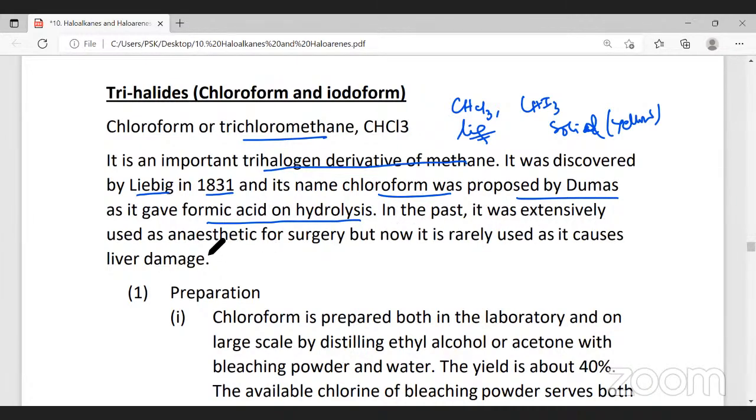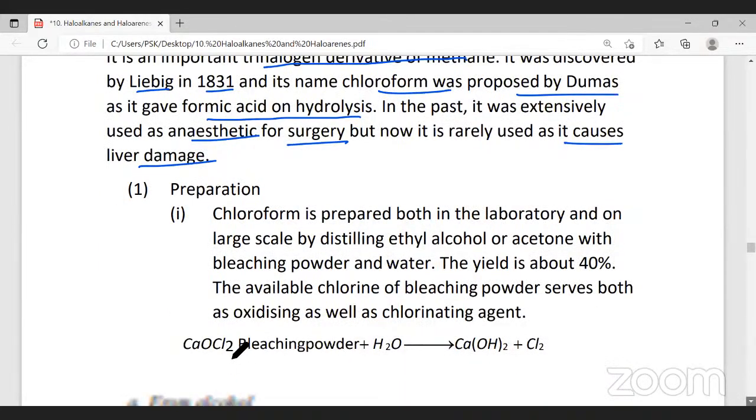In the past, it was extensively used as an anesthetic for surgery. In the beginning of the science, chloroform was used as an anesthetic for surgery, but now it is rarely used because it causes liver damage. Since it causes liver damage, chloroform is rarely used, but it's an anesthetic, right? Preparation of chloroform. How can we prepare chloroform?